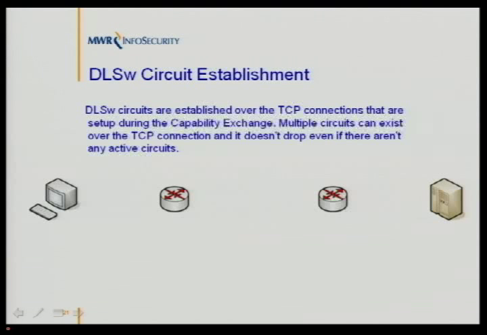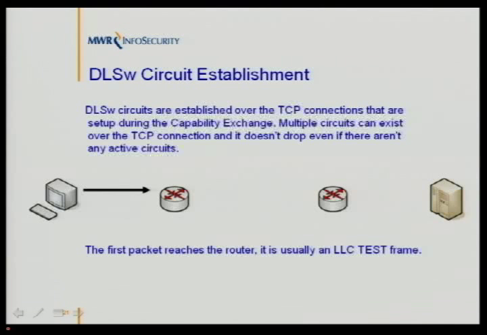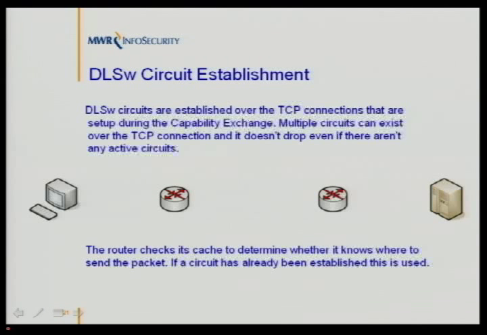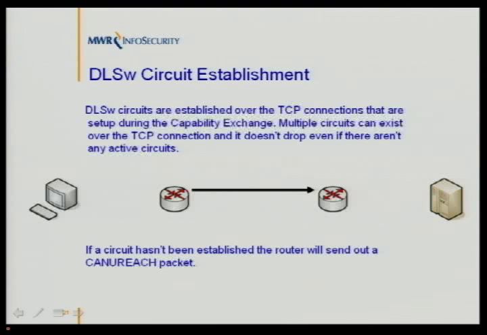So let's just look briefly at the actual establishment of a DLSW circuit. On the diagram here, we have a user terminal on the left and a mainframe on the right. And in between them, we have two DLSW-capable routers. The first thing that happens is our user terminal sends out what's normally an LLC test frame. It's essentially a ping at the link layer. Upon receiving this packet, the first router will look in its cache to see whether it's had any traffic from this host before. If it hasn't, it will then send out what's known as a can-you-reach message to each DLSW router it's aware of. The aim of this is to try and locate the DLSW router through which it can communicate to the intended destination.